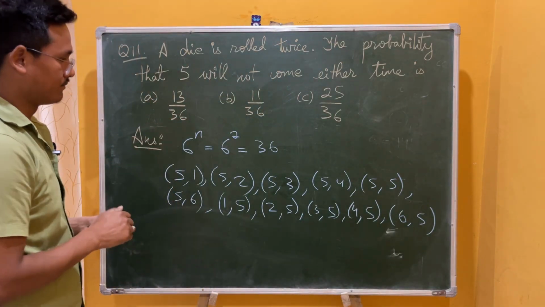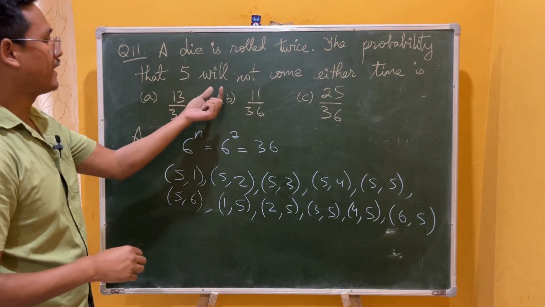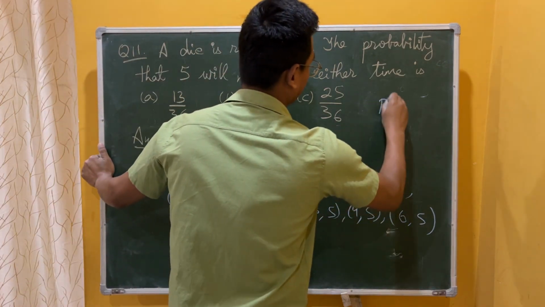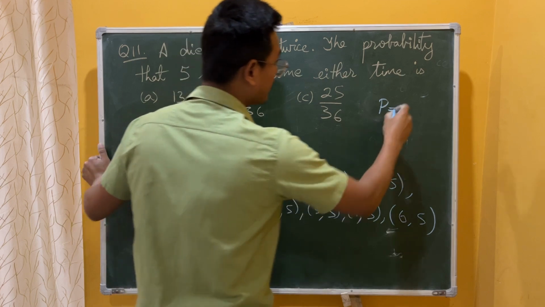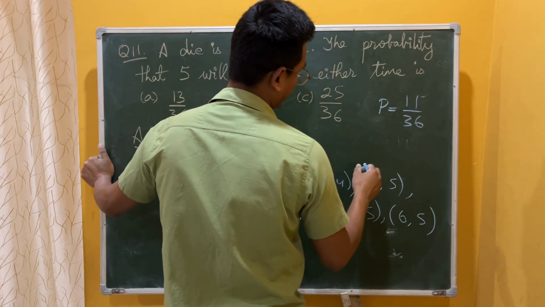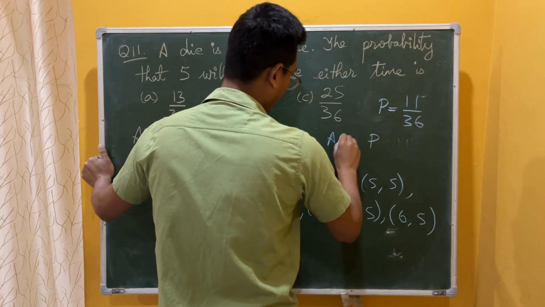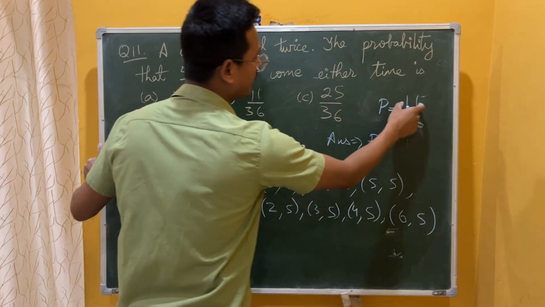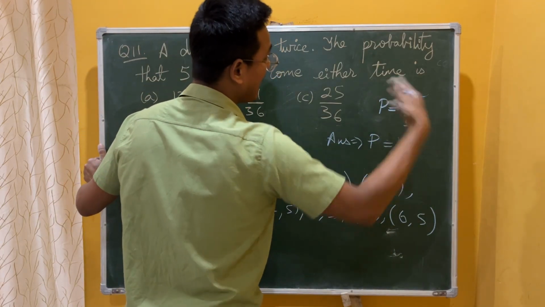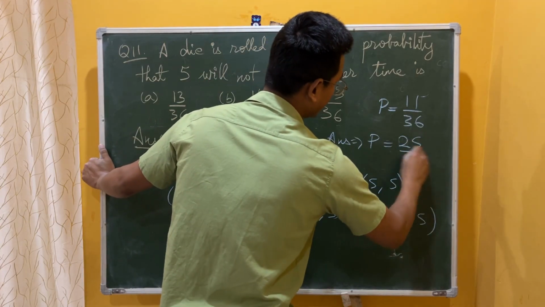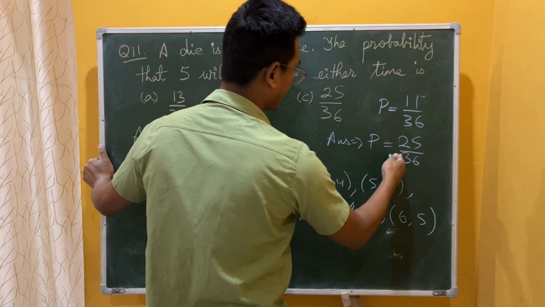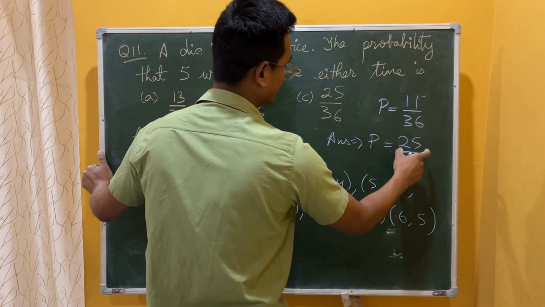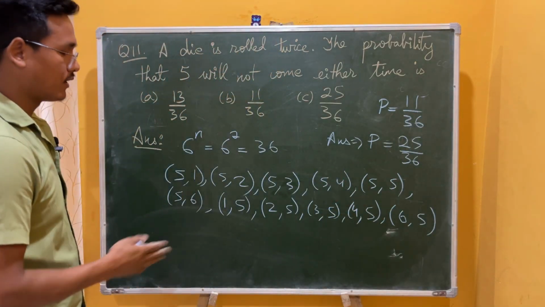But you don't want 5 to come. So the probability that 5 will come is 11 out of 36, right? But it will not come, this is the answer we are looking for, by the way. What is the complement of this? 11 out of 36 is happening, that means 25 out of 36 is not happening. How did you get this? Subtract this from 1. So 1 minus 11 upon 36. I hope you got the answer.